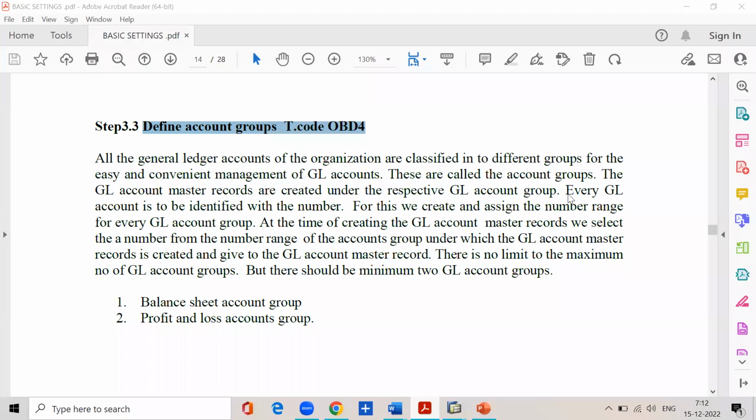Yeah, tell me. Sir, my question is regarding different company codes using same chart of accounts, correct? Yes, if the nature of business is same and the company codes are lying in the same country.